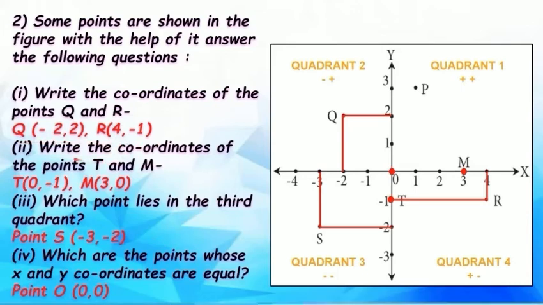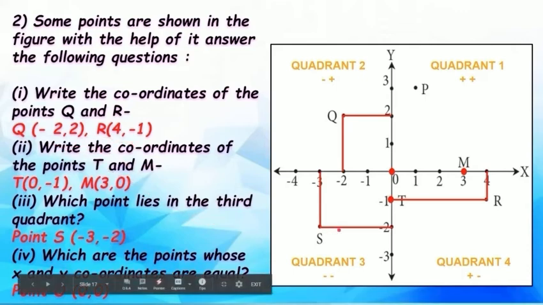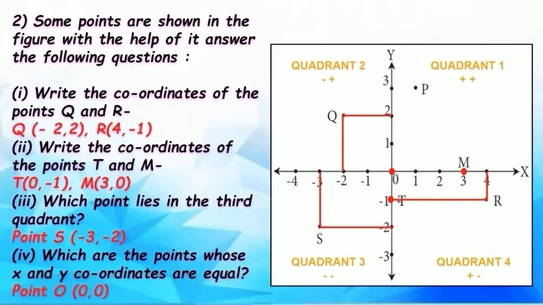Next question says, write the coordinates of the points T and M. So similarly, how we did for point Q and R, we will be doing it for point T and M. So let us see, where does point T lie? Okay, so point T lies here. It's given to be here in this figure.